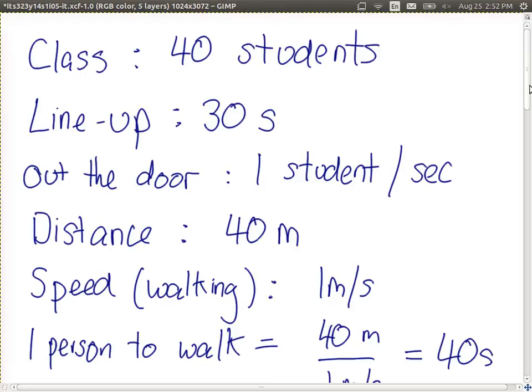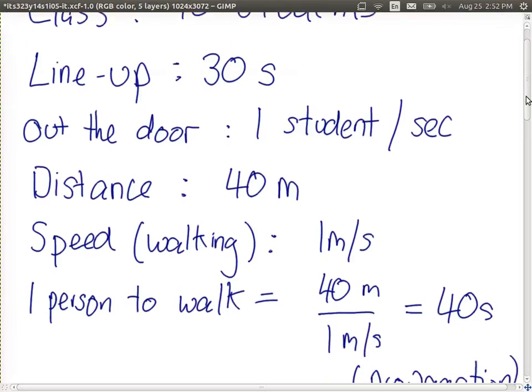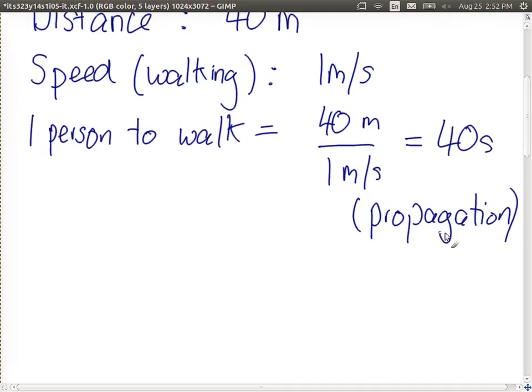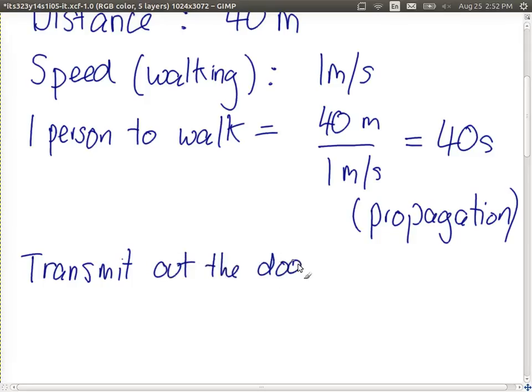We will use these same concepts when we look at delay in a network. Let's just note that. The time for one person to walk, to propagate down the corridor, is 40 seconds. The time to transmit, let's say I'm transmitting you out the door. Strange word. We had 40 students. It was a bad example. Same numbers. 40 students at one student per second. I should have used a different number. Another 40 seconds.